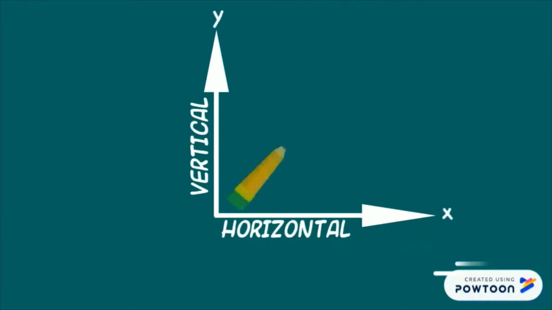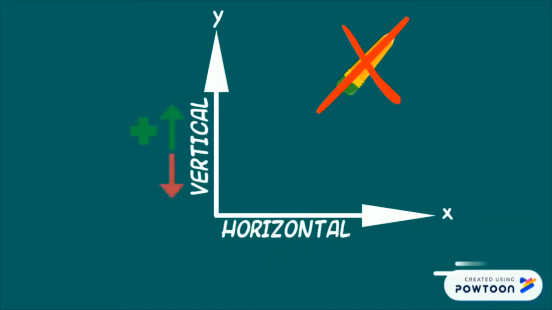The main reason it doesn't move in a straight diagonal is due to either an increase or decrease in the vertical component of its velocity. In the case of the pen, it was a decrease in the vertical velocity due to gravity.